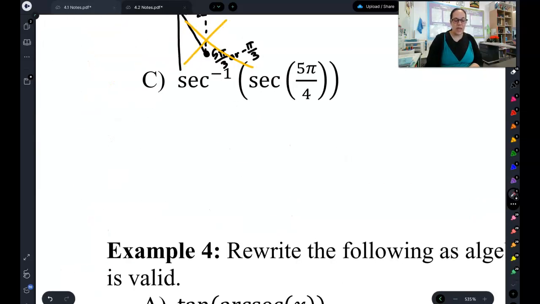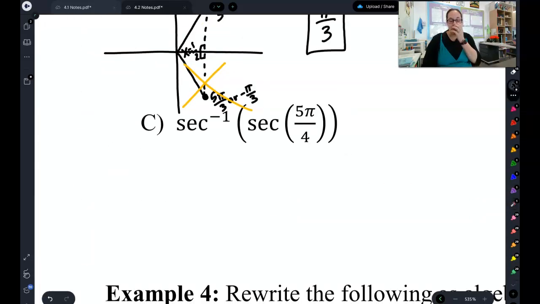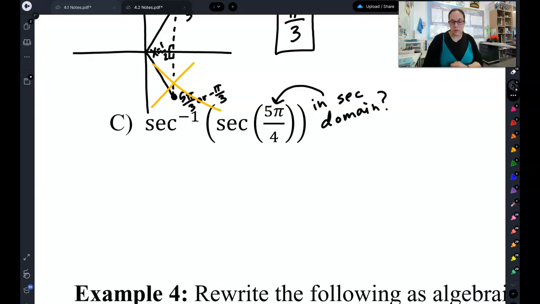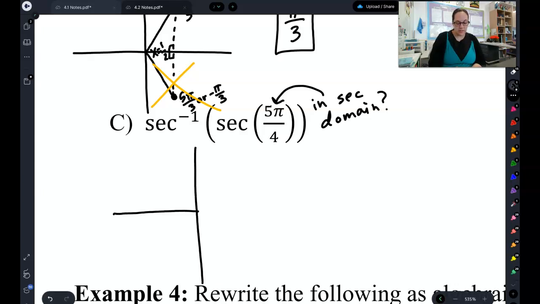Okay, let's move on to a canceling one. Now, we know that this arcsecant and secant will cancel as long as that 5 pi fourths is in the secant domain. So secant domain is the opposite of the cosine, so it'll be the same domain. Cosine is quadrant 1 and quadrant 2. That means 5 pi fourths is not in the domain. 5 pi fourths is right here, which is not in quadrant 1 or quadrant 2.